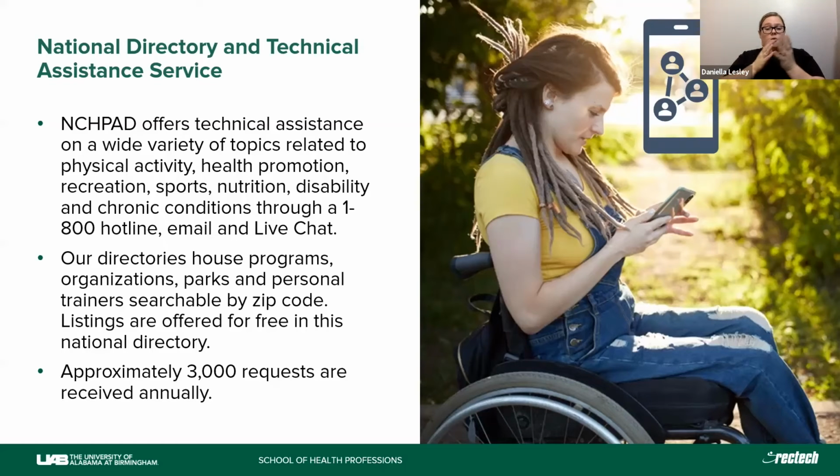And through this technical assistance service and database, we see about 3,000 requests come in a year to utilize it or to ask an information specialist for more opportunities in their community. And the majority of those requests are people looking for an inclusive program or service near them. We do know that the current technology with this database is a little bit outdated and it's cumbersome for those users to update. So through working with RECTech, we look forward to the future of what this database will look like and growing our national network, making it more user-friendly with updated technology and better integration. Thank you.